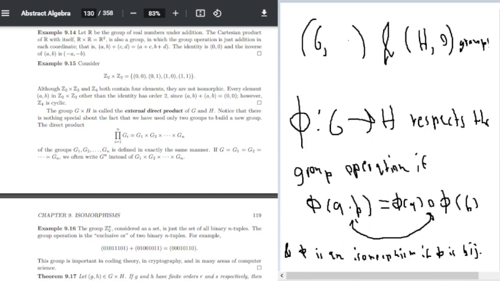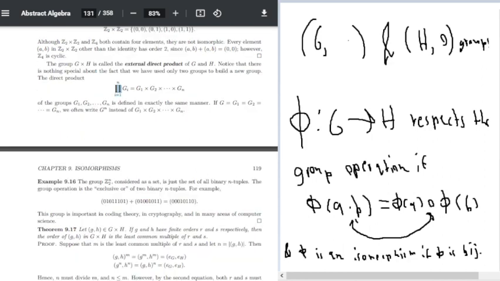If G equals G1 × G2 × all the way up to Gn, we often write the product of Gi instead of G1 × G2 × all the way to Gn. Also, this does work for infinite products, but it's just very messy to write out, and we're going to get to some stuff soon where the fact that it's finite is actually an important part of what we're doing.